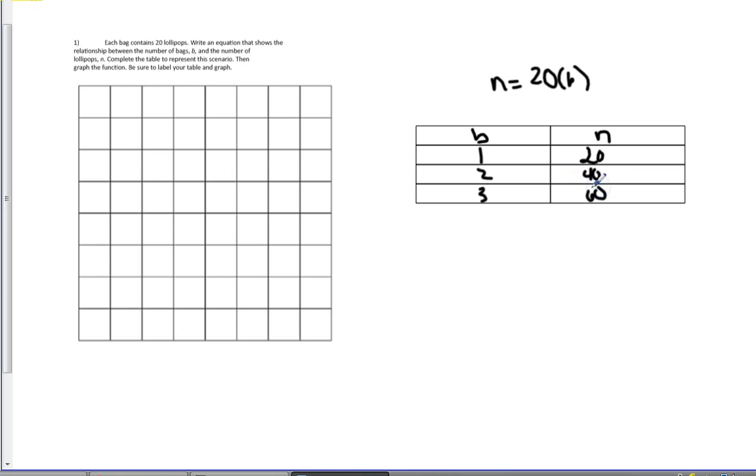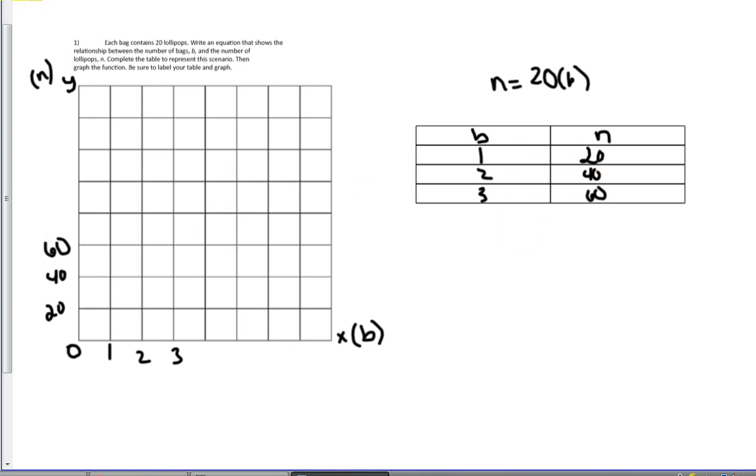So I have to come over and graph my function. So again, this is going to be our x-axis. This is our y-axis. Our x-axis stands for the number of bags. And then our y-axis is going to be N for the number of lollipops. So again, this is 0, 0. And we're going to label it 1, 2, and 3. And then up this axis, since these are going up by 20s, we'll label this 20, 40, and 60. And so I graph my ordered pairs.